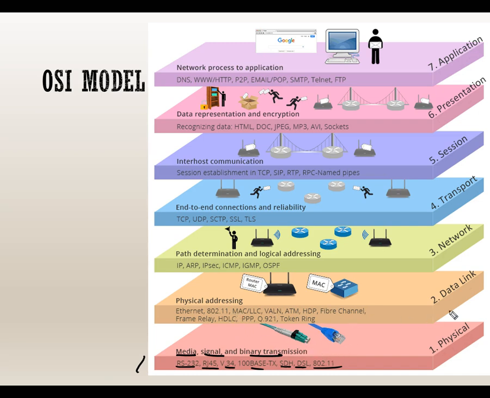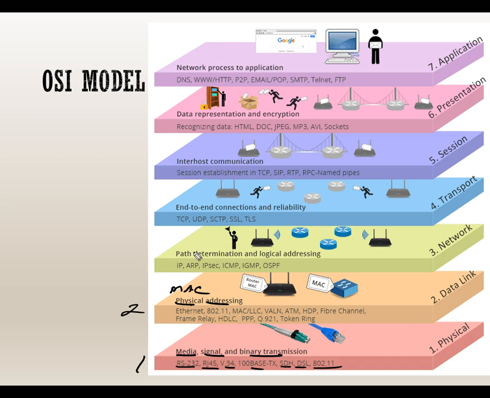Layer 2, the data link layer, we have physical addressing, and we have 2 different types of addressing. Physical addressing, which is also called the MAC address, media access control. The protocols that are here: Ethernet, 802.11, and we're going to talk about all of these things, just introducing the terms here. MAC, LLC, ATM, Fibre Channel, Frame Relay, HDLC, protocols that are going to be running at layer 2.